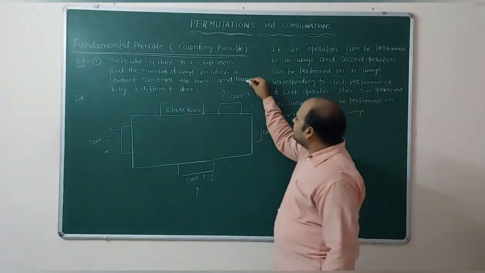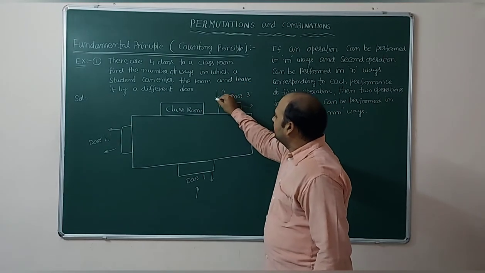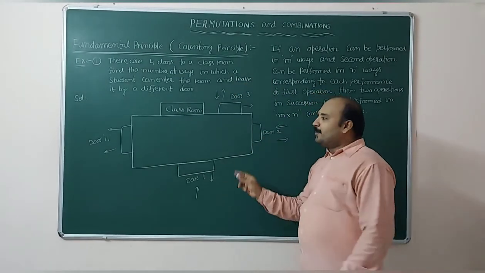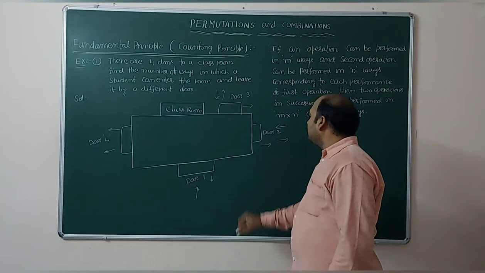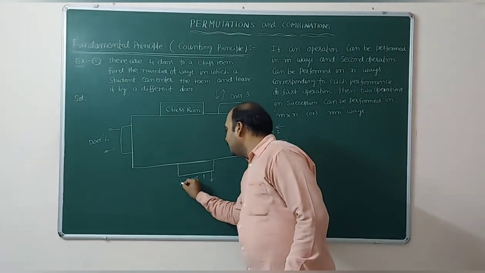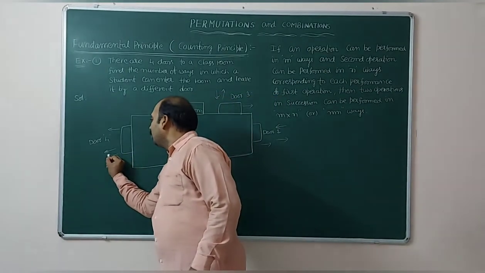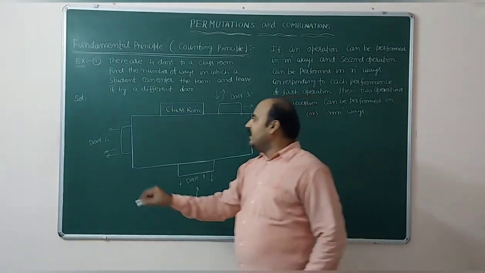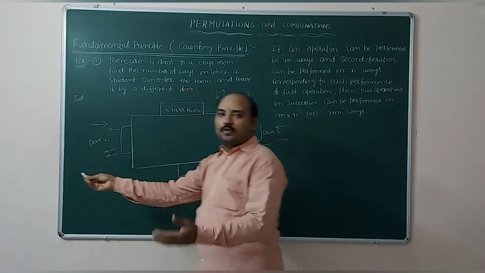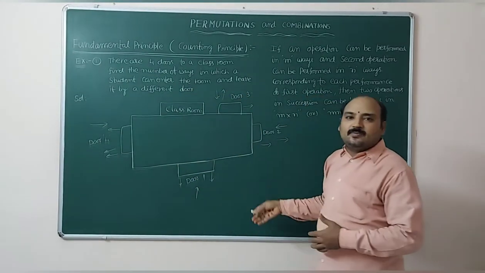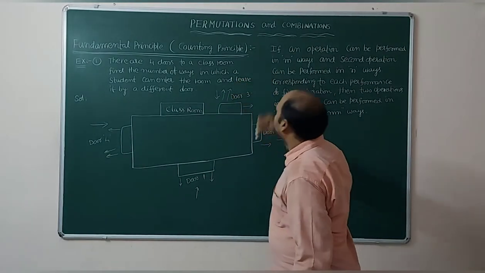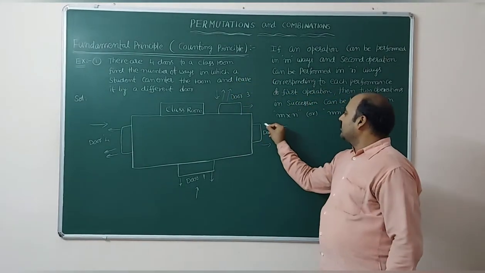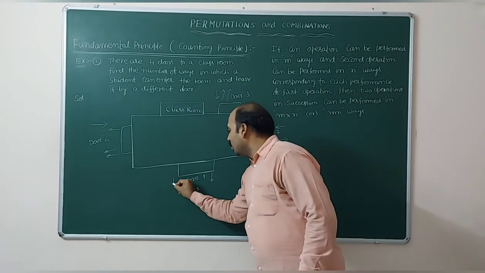Suppose the student enters through door 3. The remaining 3 possibilities are to leave the class, so either from D2, D1, or D4. If the student enters through door 4, the remaining three possibilities to leave from the classroom are door 3, door 2 and door 1.